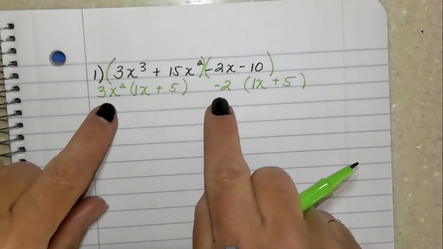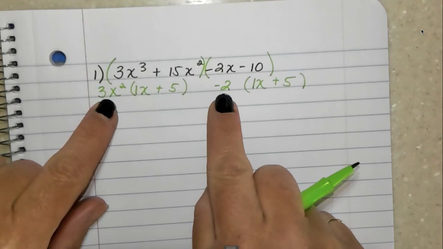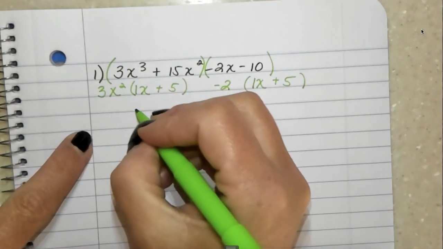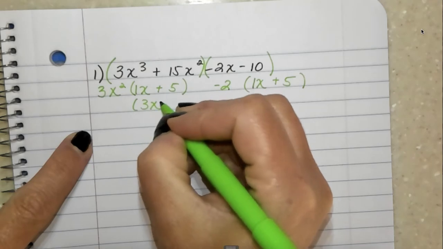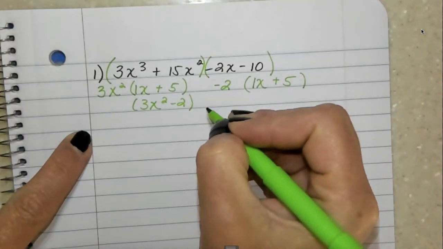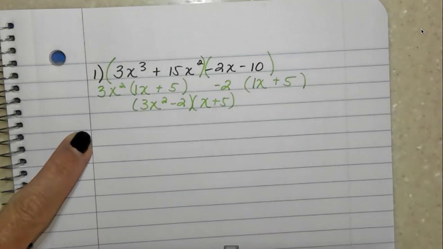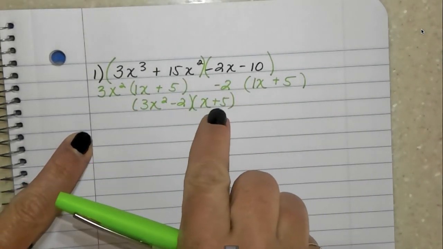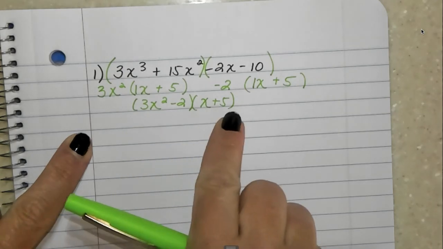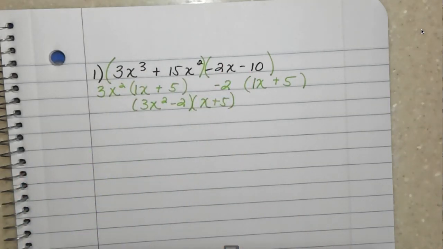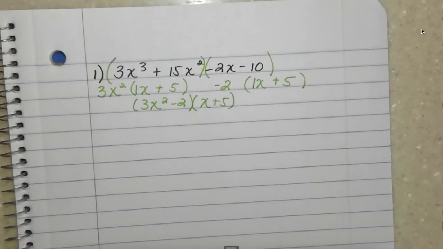Okay, so this becomes one set of parentheses, and this is the other set of parentheses. So there's 3x squared minus 2 and x plus 5 is the other. Even though this one's here twice, you only represent it once. And if you FOIL this, lo and behold, you would end up with our original expression. Okay, let's do another.